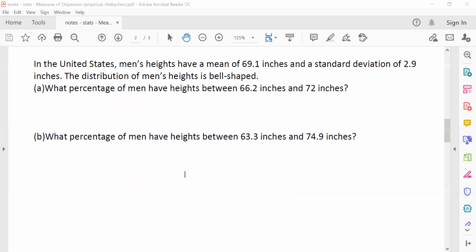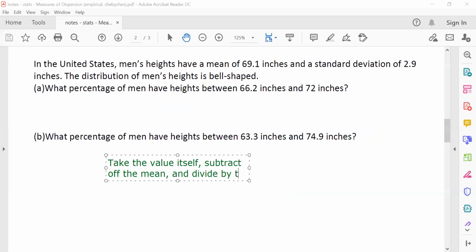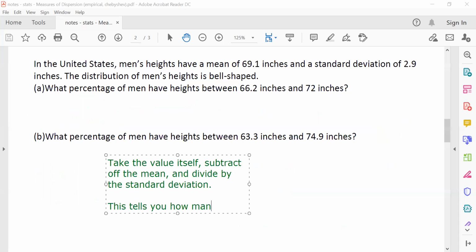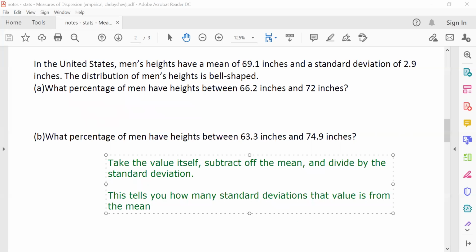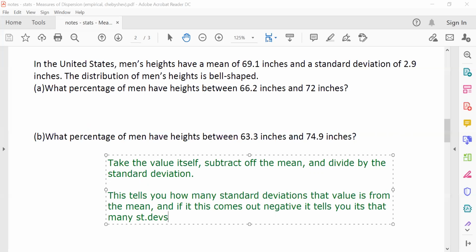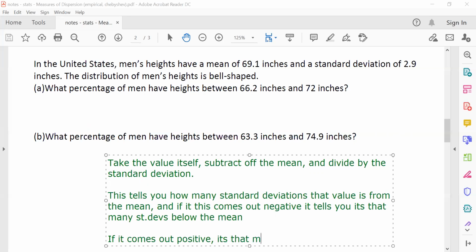Exactly. You've deduced it perfectly. Take the value itself, subtract off the mean, and divide by the standard deviation. This tells you how many standard deviations that value is from the mean. If this comes out negative, it's that many standard deviations below the mean. If it comes out positive, it's that many standard deviations above the mean.